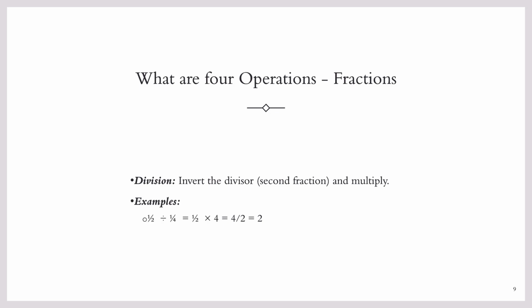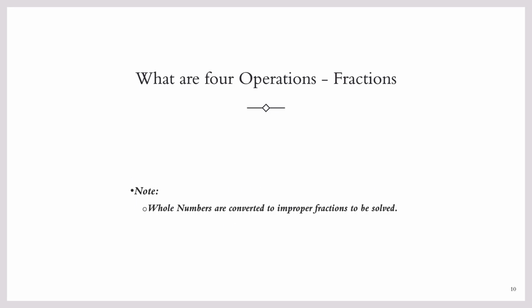We have 1 over 2 divided by 1 over 4. The way we do this is we keep 1 over 2 as it is, and we invert the 1 over 4, so it becomes 4 over 1, or simply 4. So it becomes 1 over 2 multiplied by 4 over 1. And when we multiply the numerators with each other, it becomes 1 times 4, that is 4, and the denominator becomes 2 multiplied by 1, that is 2. So 4 over 2 is what we get, and it can be simplified into simply 2. One thing to note here is that whole numbers are converted to improper fractions to be solved and multiplied or divided or added or subtracted.